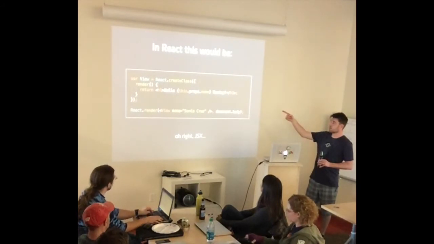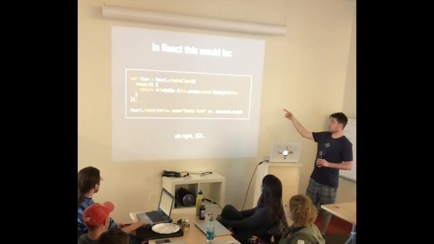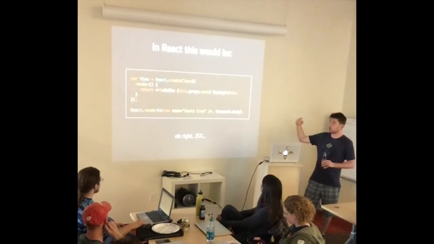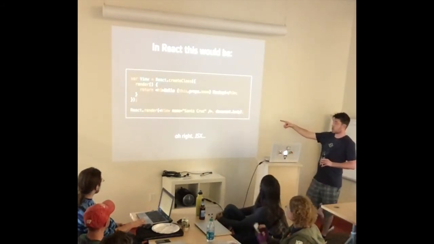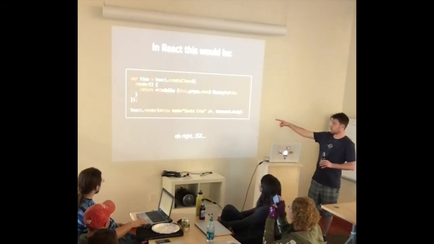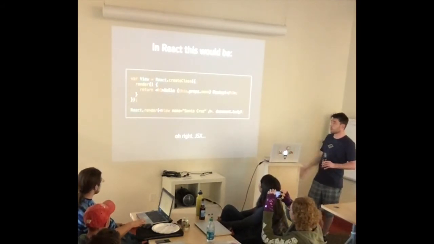You would create a React class. You would have a render method that returns almost exactly what we returned from our template string. And then you would call react.render. You'd pass some data, in this case, name equals Santa Cruz. And then you would render it to your body.